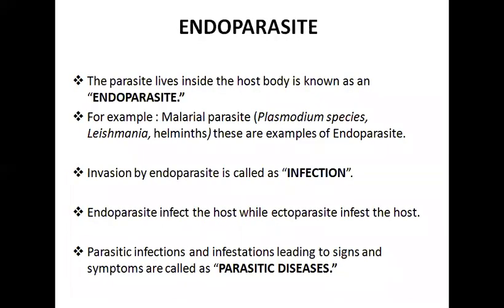Next, coming to endoparasites. These parasites live inside the body of the host. For example, the malarial parasite. Invasion by endoparasites is called infection. The endoparasites infect the host while ectoparasites infest the host. Parasitic infections and infestations cause parasitic diseases.